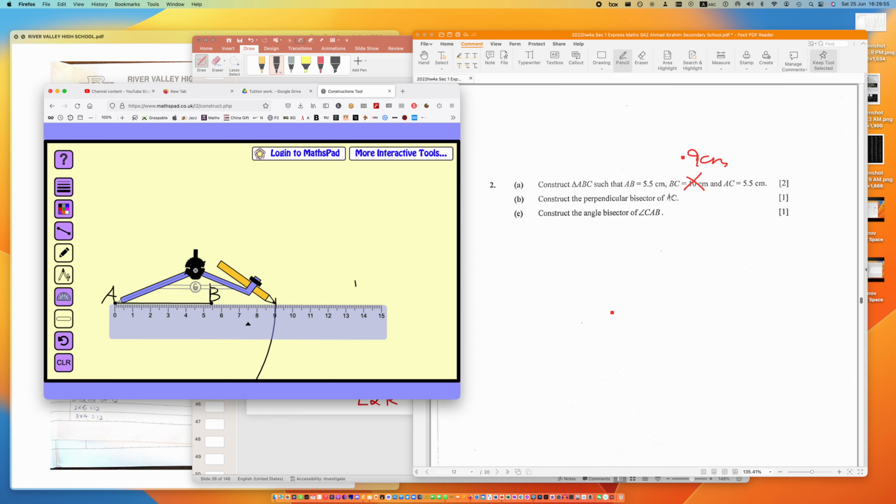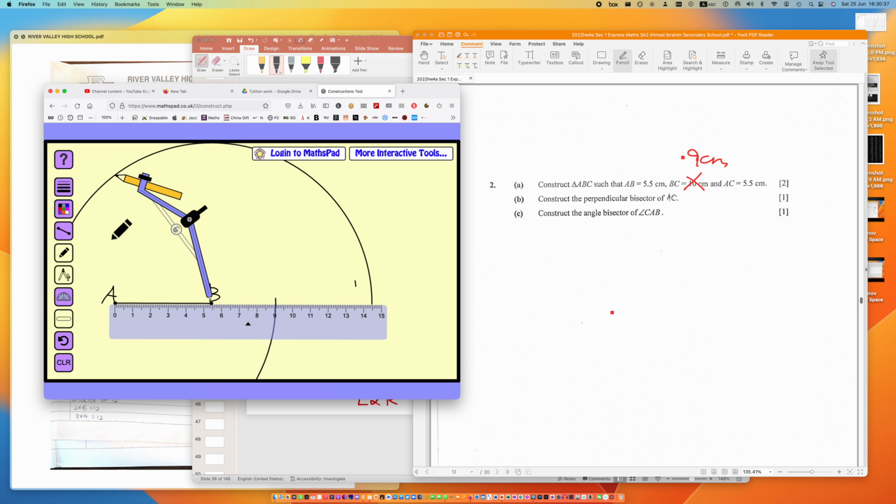So now I'm going to bring it up. Bring to B. Then I start to draw. What this means is BC is always 9 cm away from this point B. That means your point C is definitely on this arc, one of the points on this arc. Which point depends on AC being 5.5, so I need to get 5.5 out.